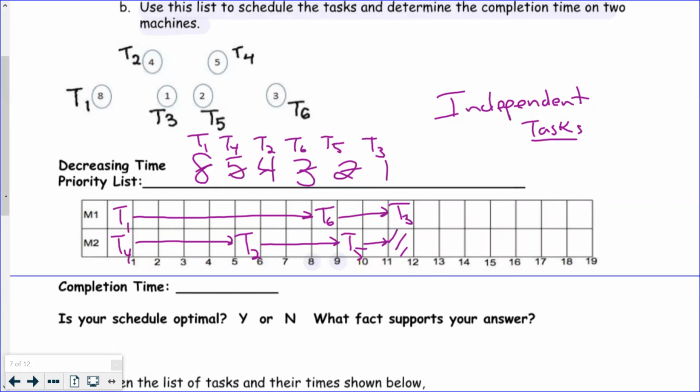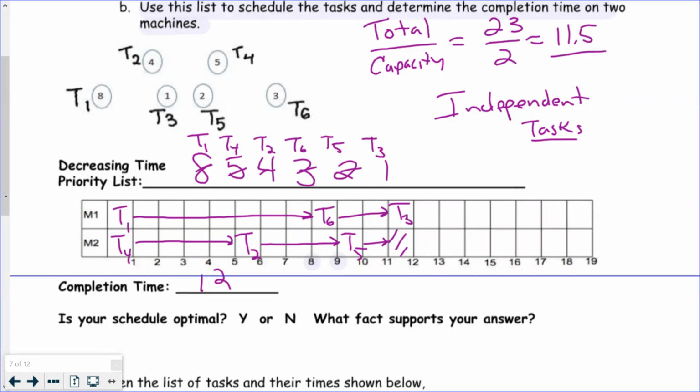All right, so what's our completion time? 12. So is this optimal? We gotta figure that out. We gotta figure out the total number in our priority list and divide by our capacity. Write this up: 8 plus 5 plus 4 plus 3 plus 2 plus 1. The 23? Yeah. And then our capacity is 2. And when I divide this out, I get 11.5.